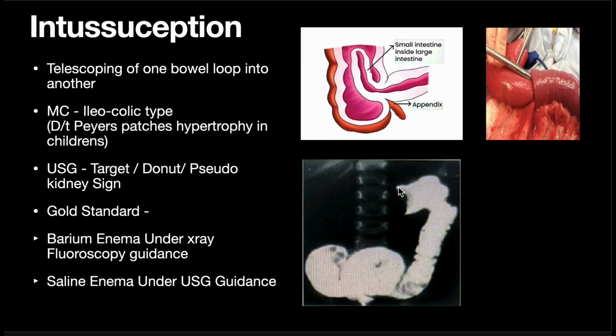On contrast, we see a claw sign. On ultrasound, we see a target or a donut sign, and the management is barium enema or saline enema. Barium enema is done under fluoroscopy guidance, whereas saline enema is done under ultrasound guidance. So this is intussusception.